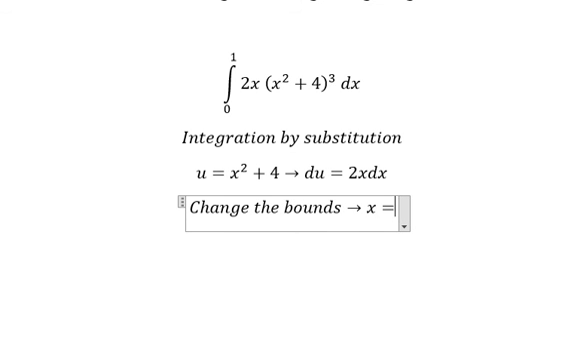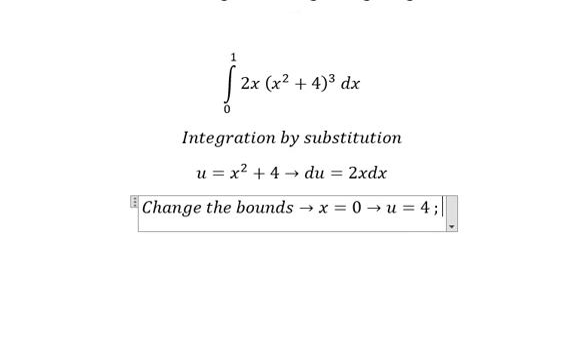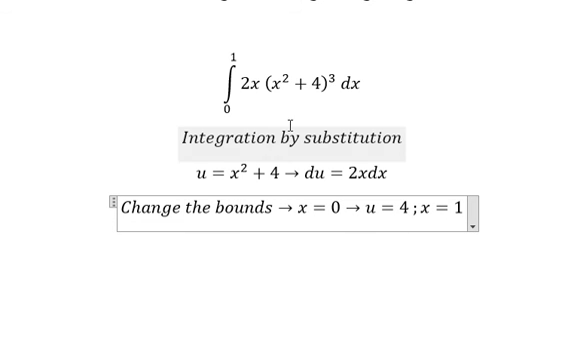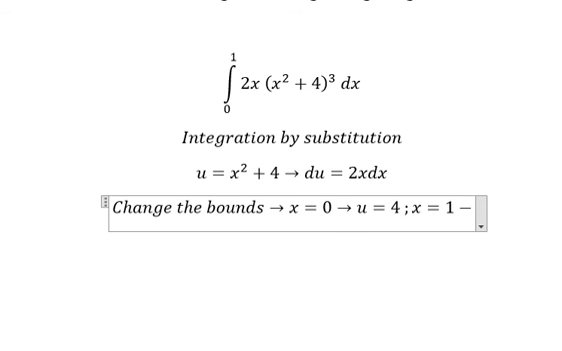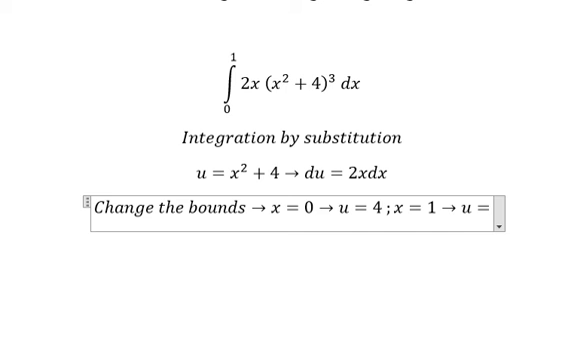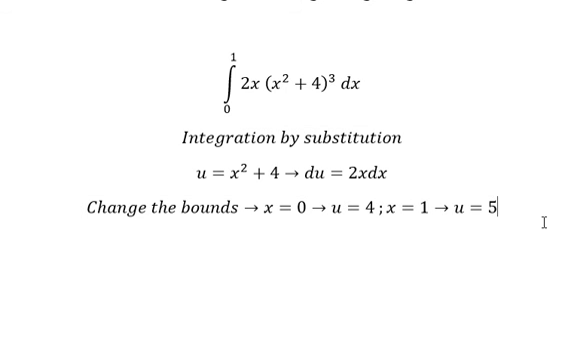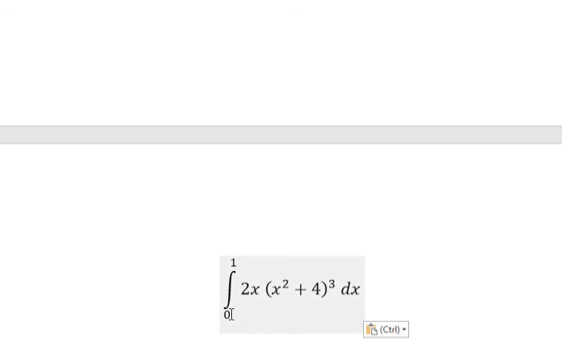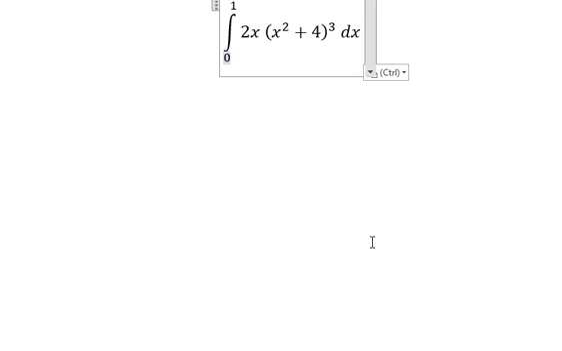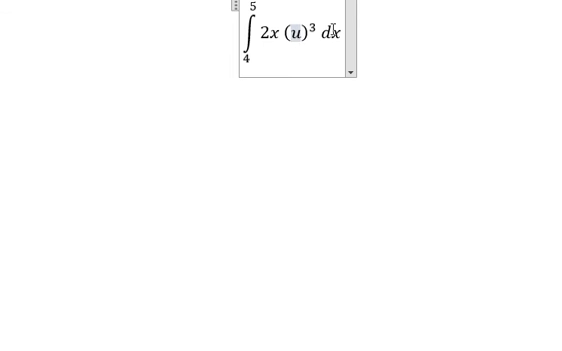If x equals to number 0, so we put number 0 in here, and we have u equals to number 4. If x equals to number 1, so we put number 1 in here, and we have u equals to number 5. So this one we change for number 4. Number 1 we change for number 5. This one we change for u. 2x dx we change for du.